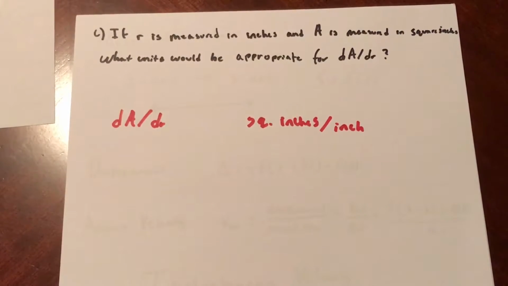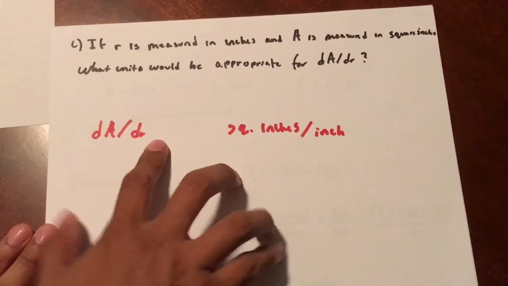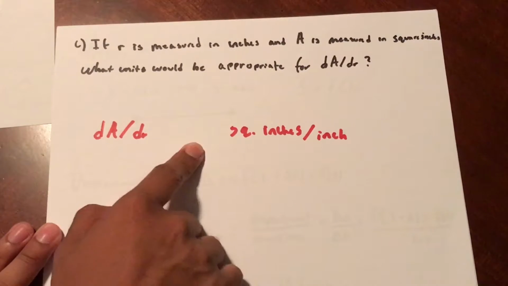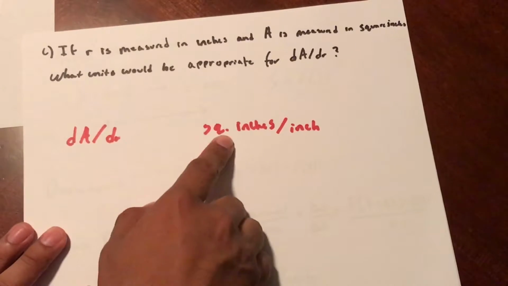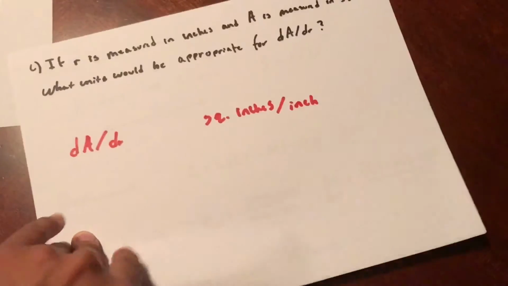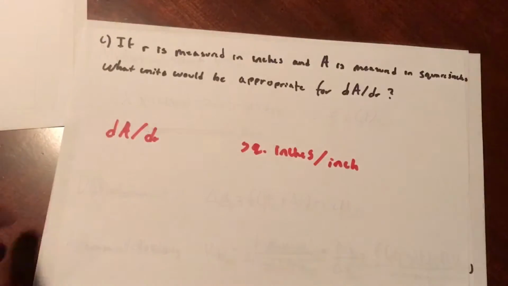Now part C. If r is measured in inches and A is measured in square inches, what units would be appropriate for dA/dr? Since we have dA/dr, we have A being in square inches and dr being in inches itself, so we're going to have square inches per inch. Example 1 covers rate of change, so now we're going to move on to velocity itself. Getting there slowly.